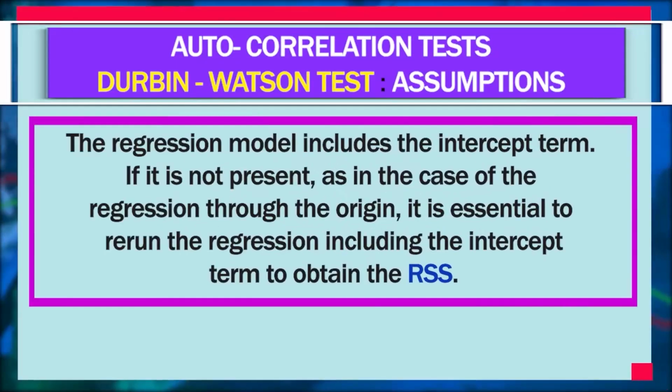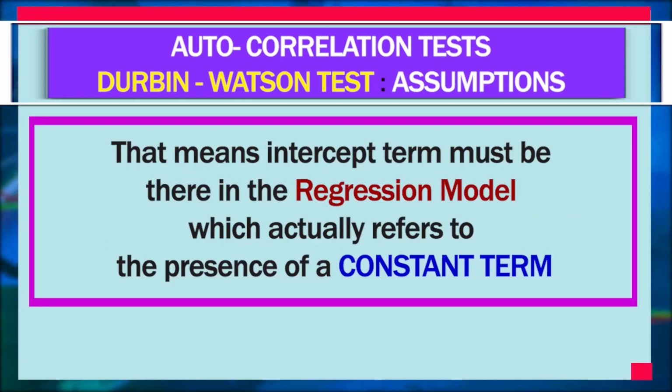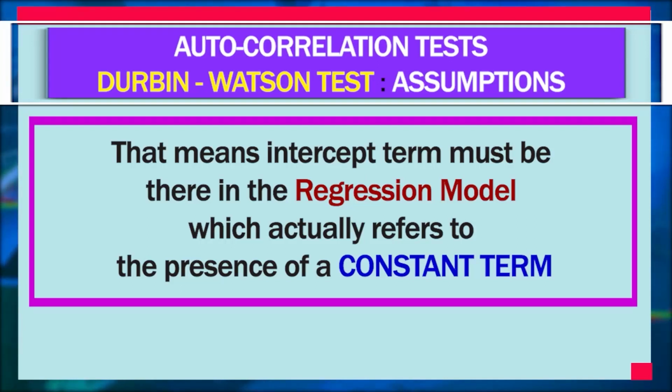So this calls for the assumptions which are necessary to run the test, because this test may not be applicable in all cases. It is based on a set of assumptions. In this slide, we will focus on the assumptions under which the test can be conducted. The first assumption says that the regression model includes the intercept term. That means the intercept term must be there in the regression model, which refers to the presence of a constant term. Because this constant term is an autonomous element which may be unaffected by the time values or by other factors.